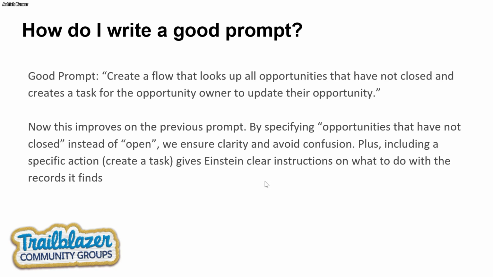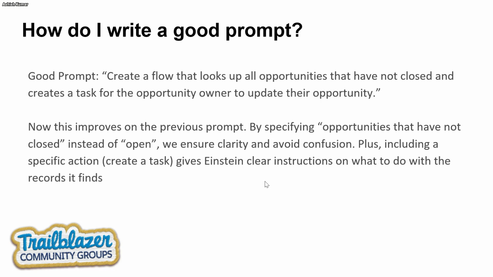Okay, now let's look at how a good prompt is written. A good prompt: create a flow that looks up all opportunities that have not closed and creates a task for the opportunity owner to update their opportunity. This improves on the previous prompt by specifying opportunities that have not closed instead of open. We ensure clarity and avoid confusion, plus including a specific action like creating a task gives clear instruction on what to do with the records it finds.